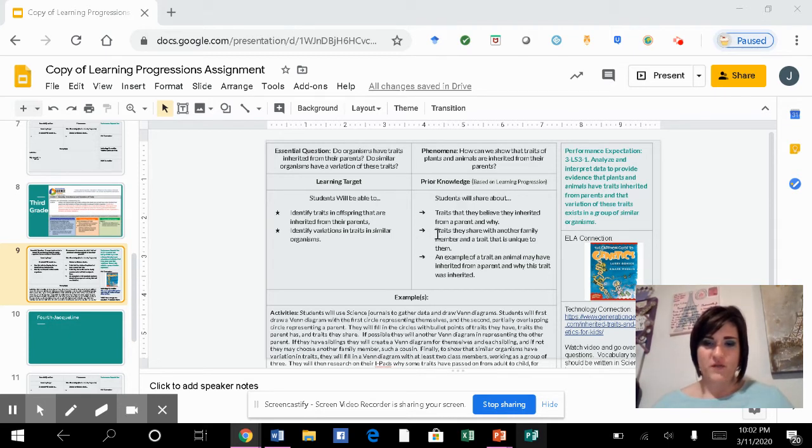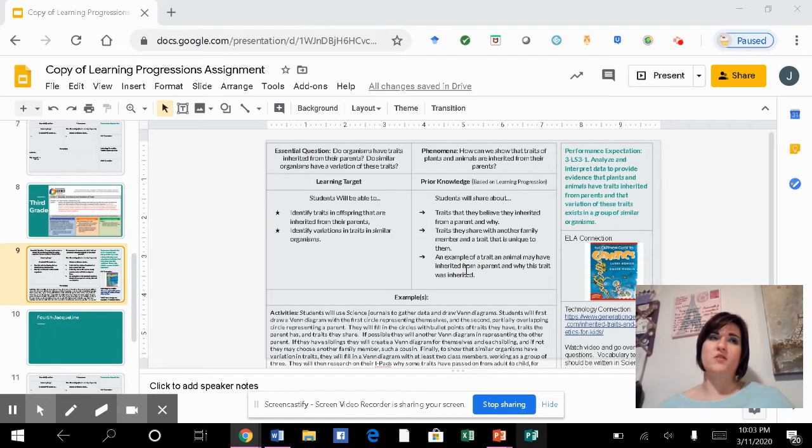Prior knowledge from this consists of how traits are believed to connect from a parent and also understanding why. Also looking at how another family member may have similar traits, such as siblings, and how these traits were inherited to ensure their survival. For example, some birds may need a specific wing design or structure in order to fly, which would help them escape from predators.